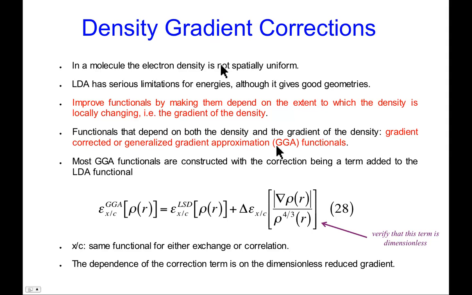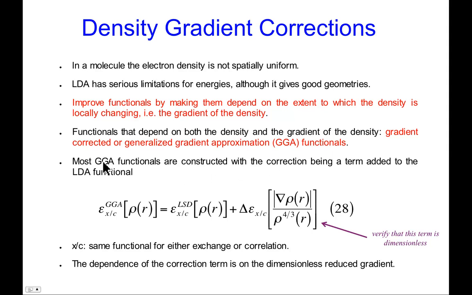So let's look at these corrections in a little bit of bullet detail here. As I've noted, the electron density is not spatially uniform. We know that LDA has serious limitations for energies, although the geometries are all right. And so we'll try to improve our functionals by making them depend on the degree to which the density is locally changing, which is the gradient. So if I have dependence on both the density and the gradient of the density, I call that a gradient corrected or a generalized gradient approximation, GGA functional.